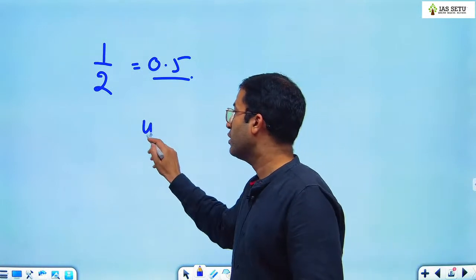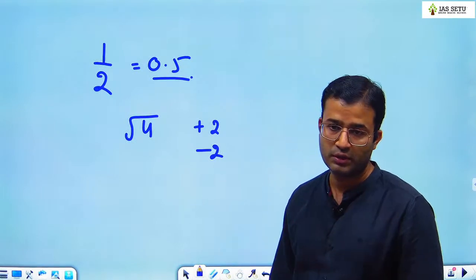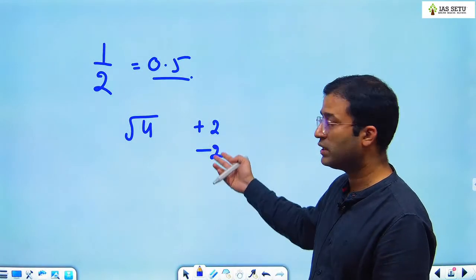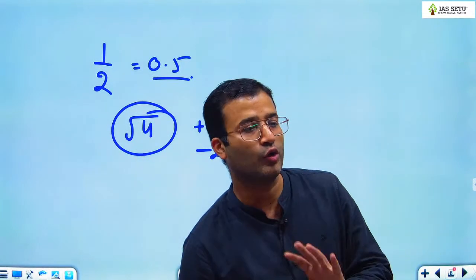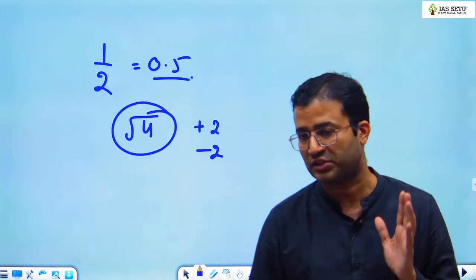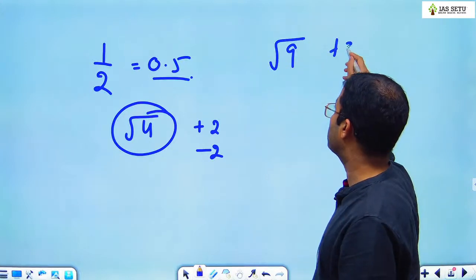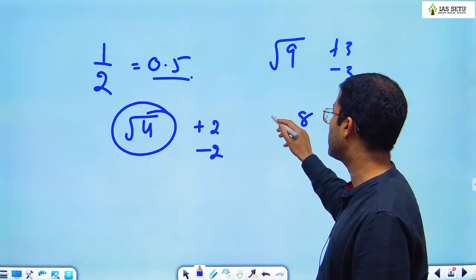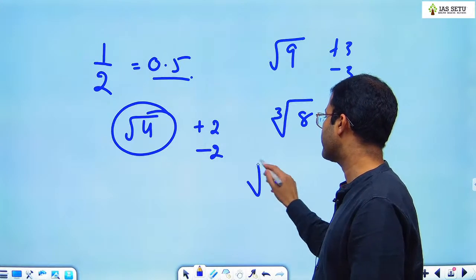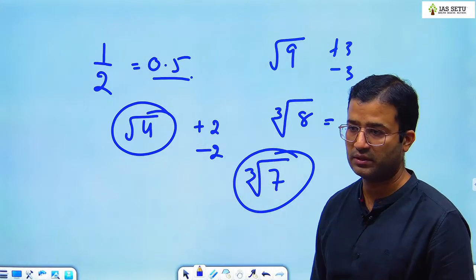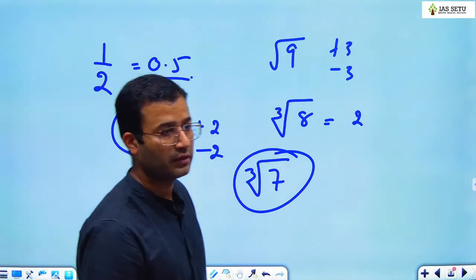Square root of 4, when you simplify, what do you get? Either +2 or -2. What are these? Rational. So the square root of this type of number, we don't call it an irrational number, it is rational. Like if you ask the square root of 9, it is either +3 or -3. If you ask me what is the cube root of 8, it is 2. But if you ask me the cube root of 7, it is an irrational number.